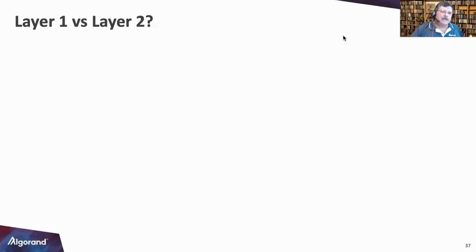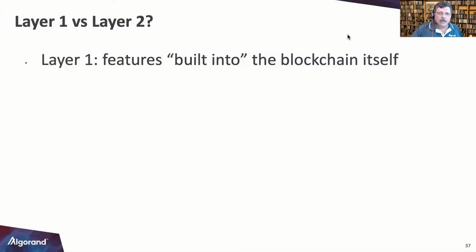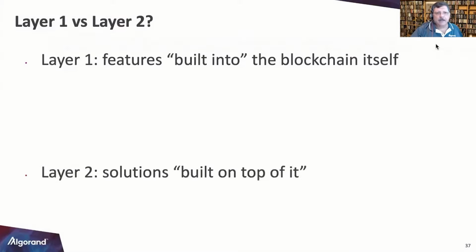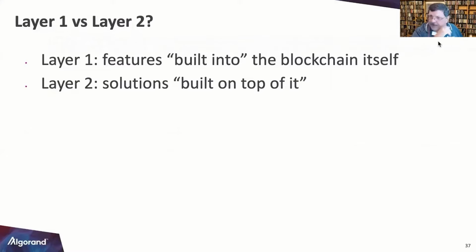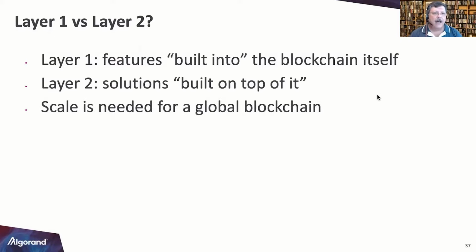So layer 1 versus layer 2. Layer 1, you can consider that features that are built into the blockchain itself. And then layer 2 would be solutions that are built on top of the blockchain. Typically, layer 2 solutions might be built with one of the SDKs, for example, Python SDK specifically for this group. Layer 1 features are built into the blockchain itself. That's what this section's about. And we'll go over the different features that we have on layer 1.